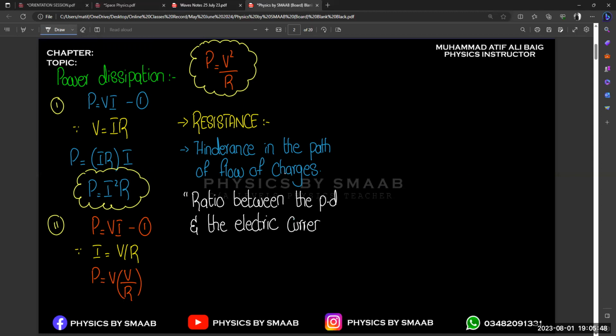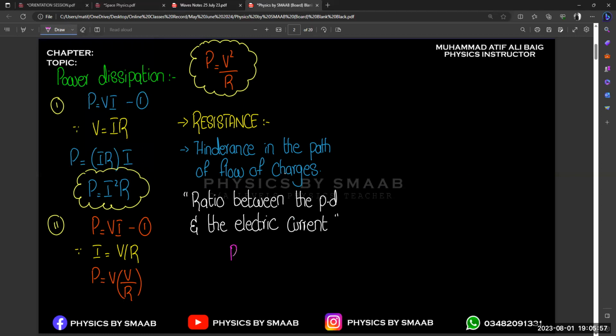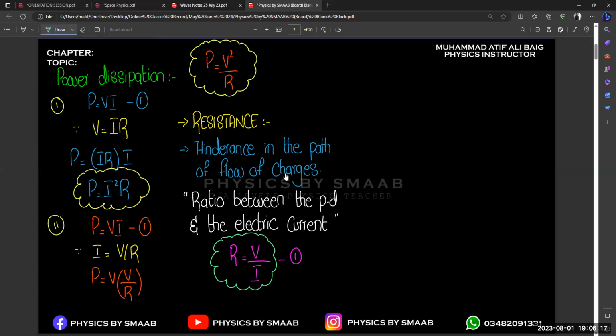You already know from Ohm's law, we already derived this formula in Ohm's law. So that will also help you to write the formula for resistance. So R is equal to V over I, and this is the formula to find the resistance. So that's why we write it is the ratio between voltage, the potential difference, and electric current, right? And the next thing is the symbol. The symbol for resistance is capital R.